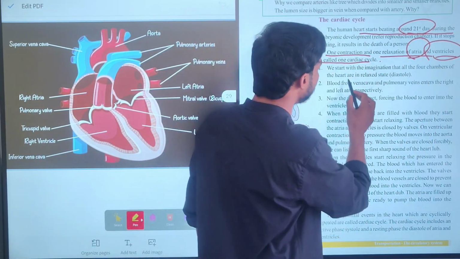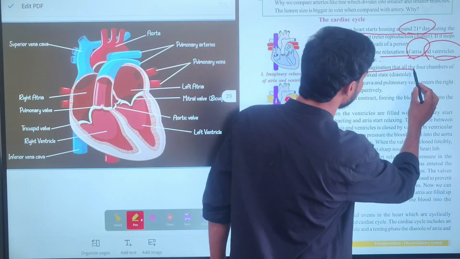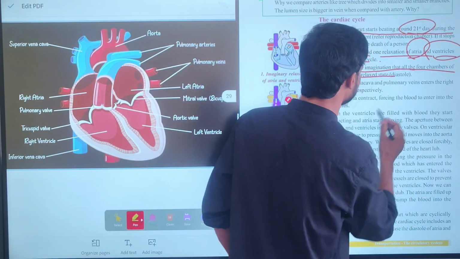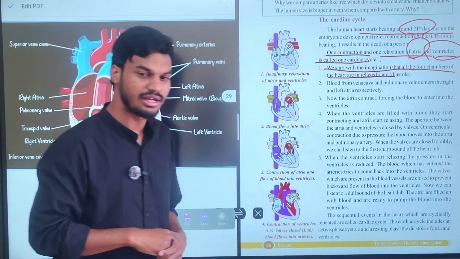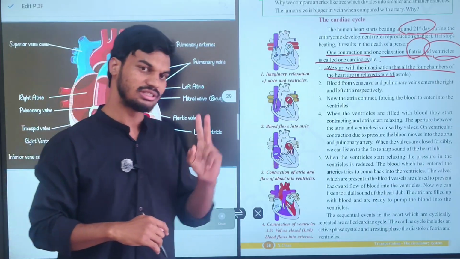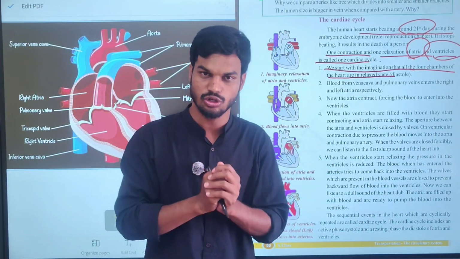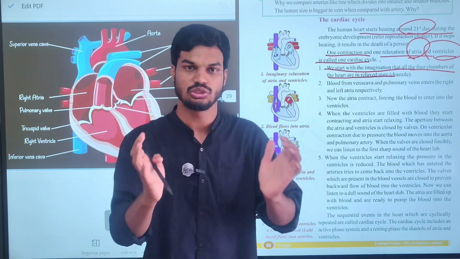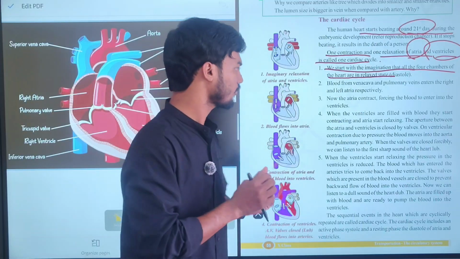We start by imagining all four chambers of the heart in a relaxed state. There are two terms, diastole and systole. Diastole means the relaxed position. Systole means the contracted position.